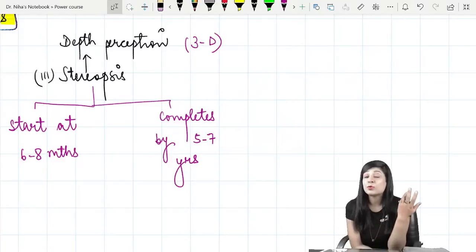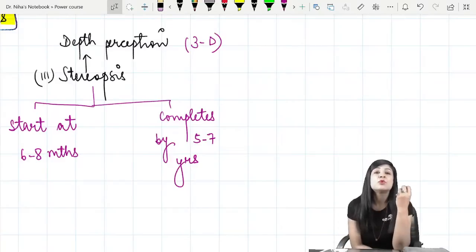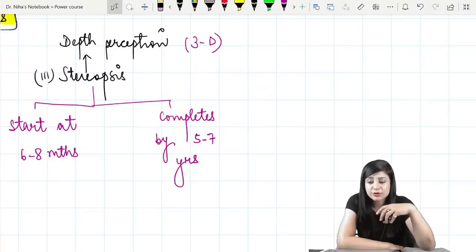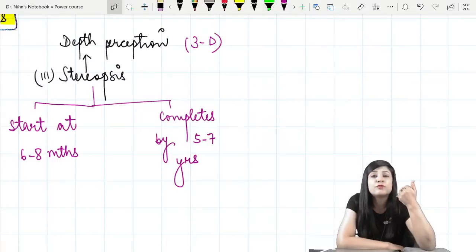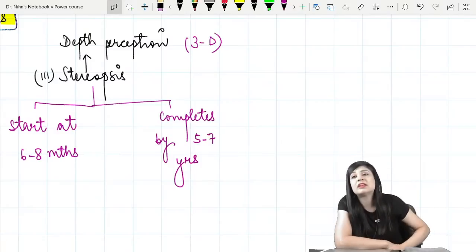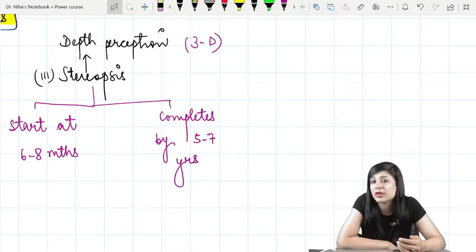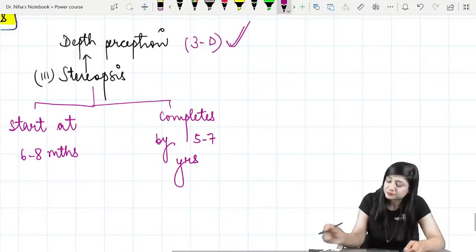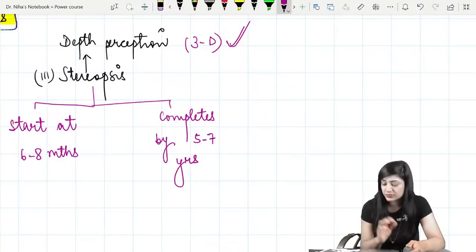I think that is the most important and the most beautiful part of your vision, because we always enjoy 3D vision more. If you have an option of viewing a movie in 3D, or if you look at children playing video games, they are always more interested when there is 3D vision. So this is the stereopsis.